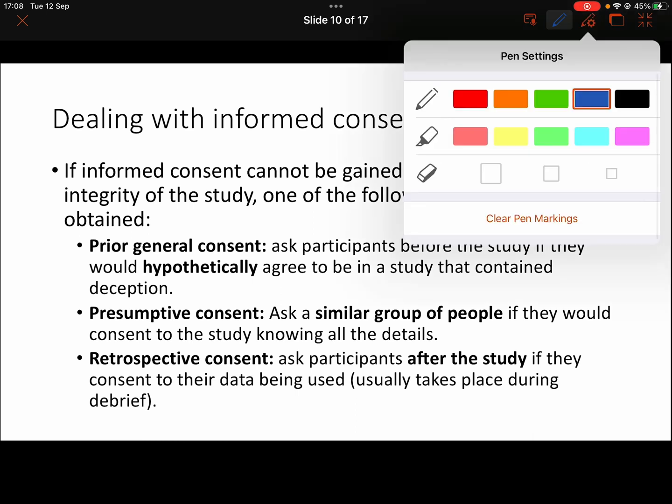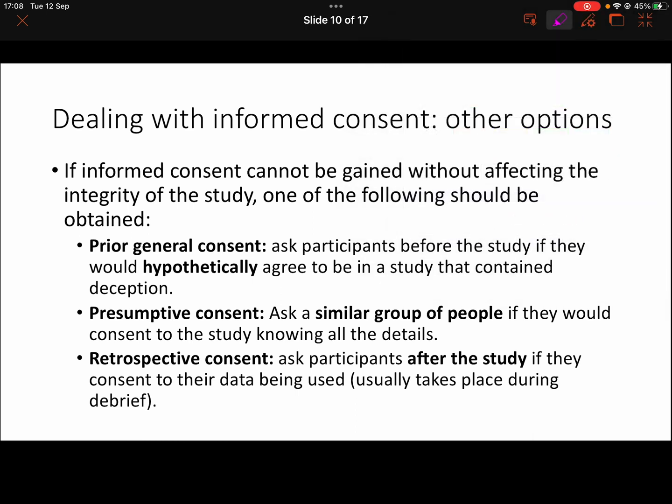What we can do is get prior general consent. This is where we ask the participants beforehand if, hypothetically, they would agree to participate in a study that contained deception. We don't tell them what the deception is. We just say that deception may happen. Would you agree to consent? We could ask presumptive consent.